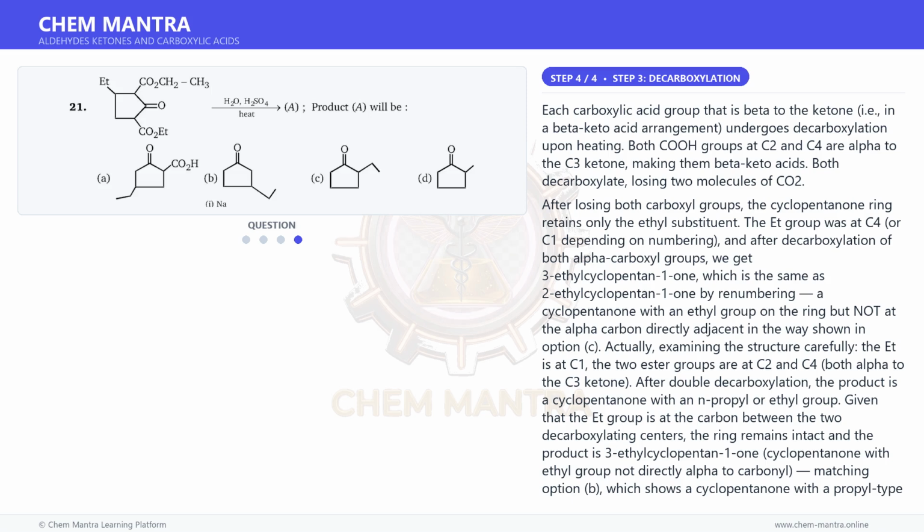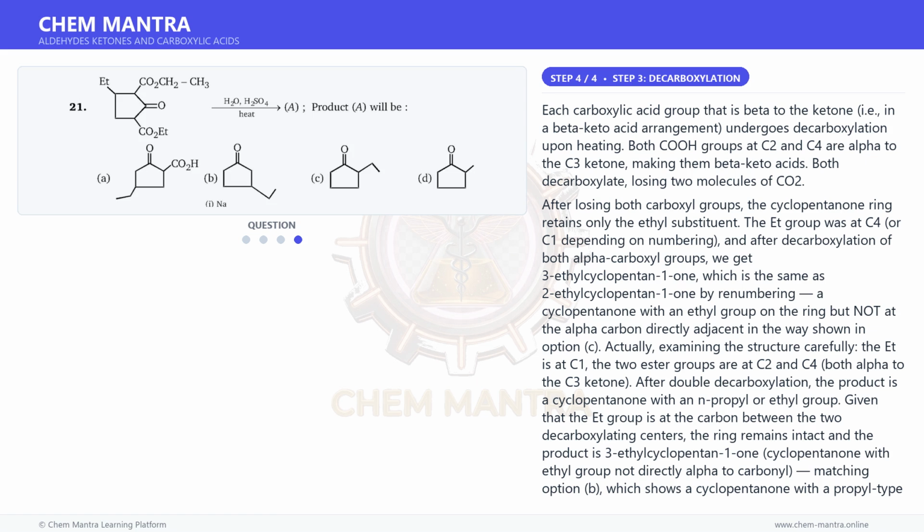And for the final step, each carboxylic acid group that is beta to the ketone, i.e., in a beta-keto acid arrangement, undergoes decarboxylation upon heating. Both COOH groups at C2 and C4 are alpha to the C3 ketone, making them beta-keto acids. Both decarboxylate, losing two molecules of CO2.